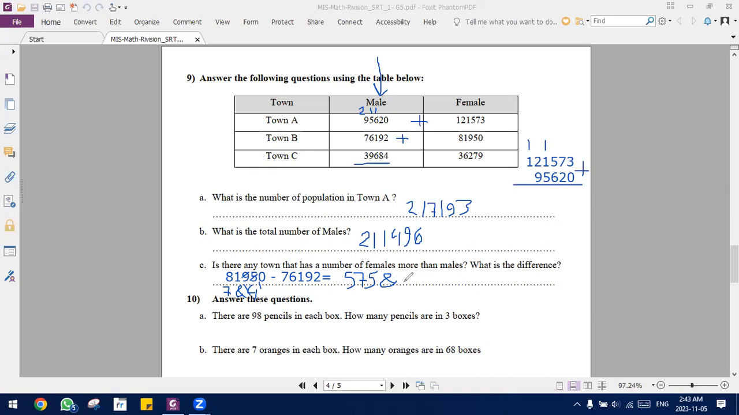5,758 females more than male in town A. Or sorry, in town B. We did town B. We can also do it for town A.